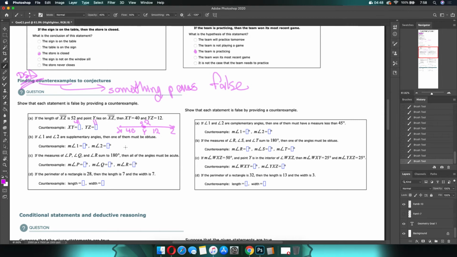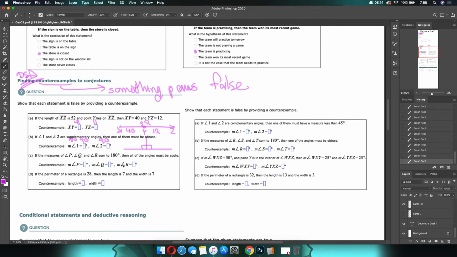Next up, if your 1 and 2 are supplementary, then they must be obtuse. So this is our vocab words from before. Supplementary means they add up to 180, which means it's a straight line. Then one of them must be obtuse. Gee, I wonder if there's a possible angle you can come up with where both of them are not obtuse. And the obvious conclusion is going to be 90, and 90 is our counterexample.